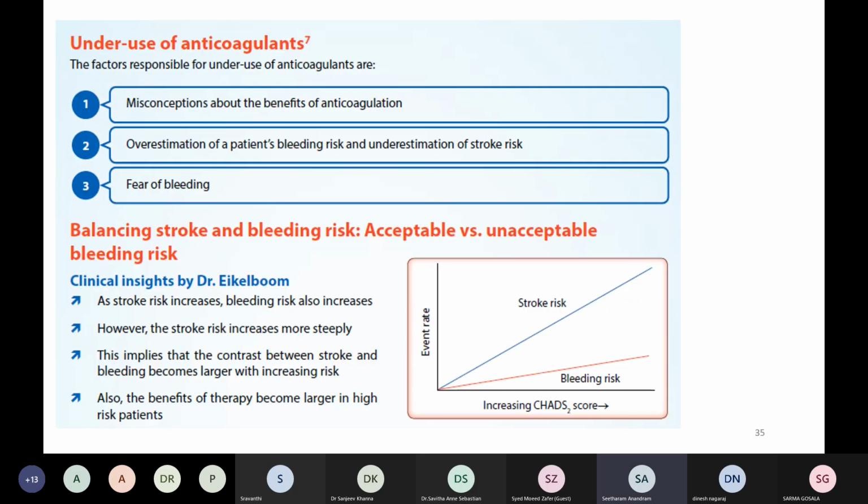So why is there an underuse of anticoagulants? There are a lot of misconceptions: either people are afraid to start it, or once they've started it, they're afraid to stop it. So I think it works both ways. The main apprehension about starting the anticoagulant is a misconception about the benefits, an overestimation of the bleeding risk, and an underestimation of stroke risk, along with the fear of bleeding. This slide quite beautifully illustrates that with an increasing CHADS score, the stroke risk increases disproportionately in comparison to the bleeding risk.